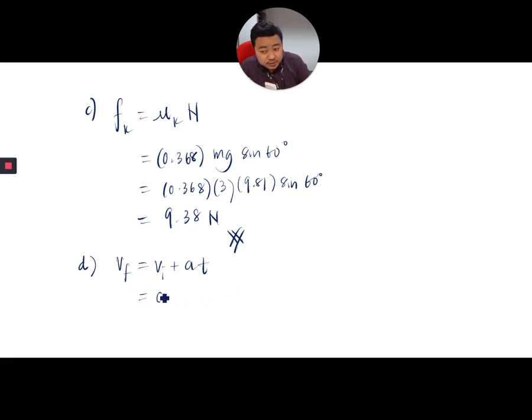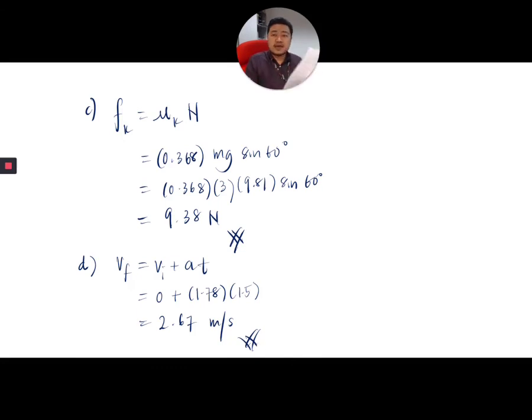V initial is equal to 0. The acceleration is going to be 1.78, based on question number 10A. And the time that it took is 1.5 seconds. Okay, so the answer that I obtained is 2.67 meters per second. And looking at the final answer provided for question number 10D, that is indeed the correct final answer.